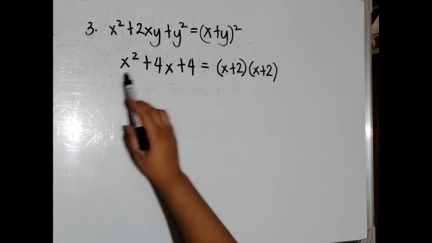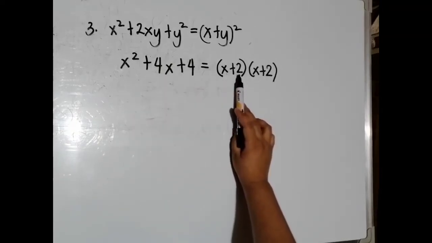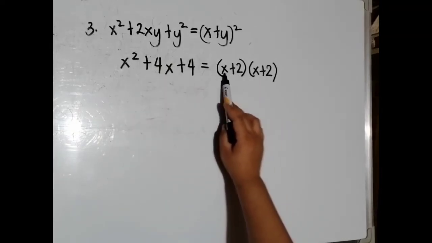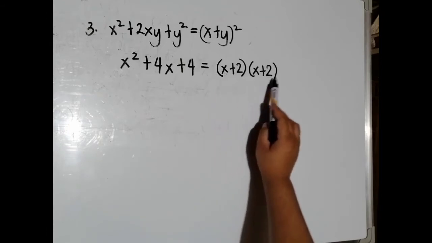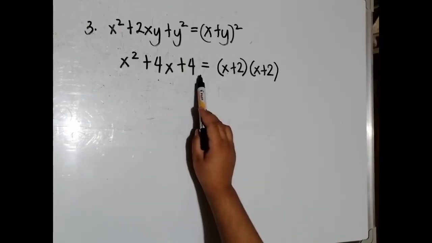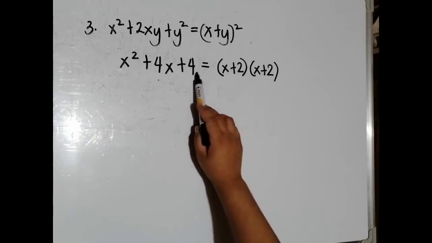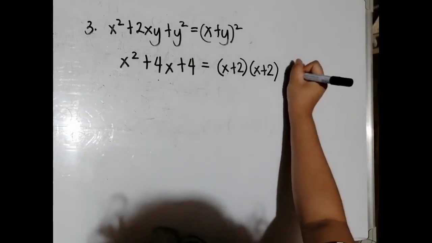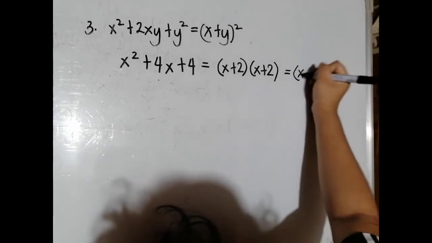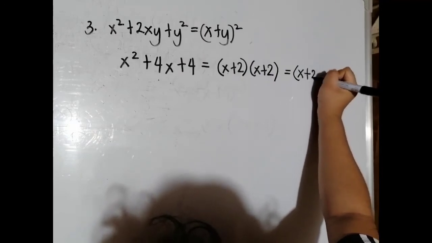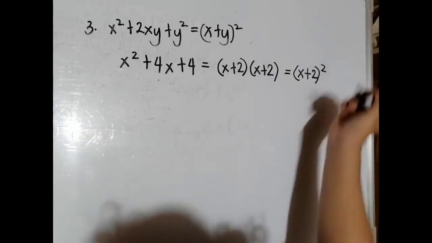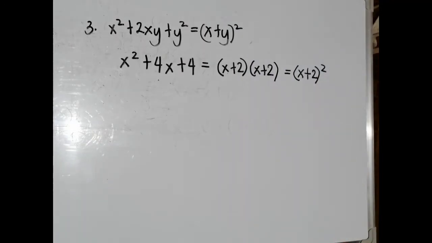Now let us check. x times x is x squared. 2x plus 2x will be 4x. 2 times 2 is 4. Or simply, we write it as, following the pattern above, x plus 2 raised to 2.